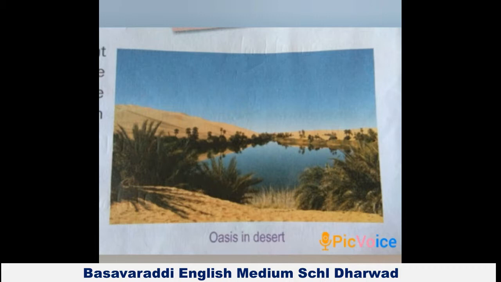Oasis. Have you observed the picture? Oases are small water pools that spring up at some places in the desert. Date palms grow around an oasis.